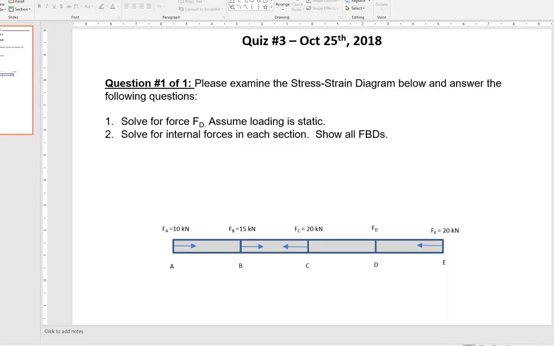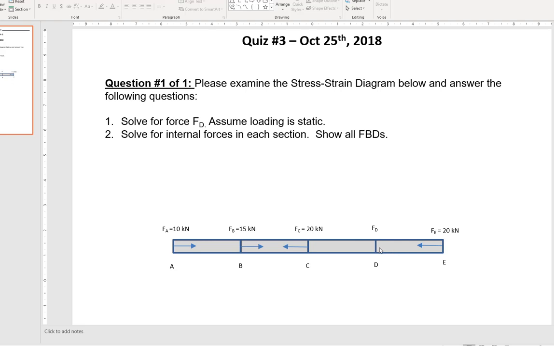So we're going to look at the quiz from October 25th in Strength of Materials 1. The question was: here's a beam or a bar, and here are the loadings on the bar. Solve for the force FD, assume loading is static. That's a pretty straightforward way to solve this.